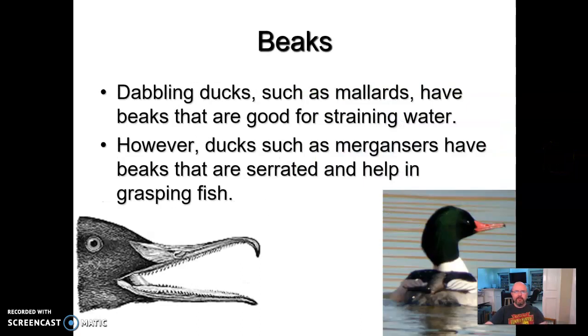Dabbling ducks, mallards, have beaks that are good for straining water. Mergansers have beaks that are serrated and help grasp fish. Notice all these teeth on this beak. If they grab a fish and the fish tries to get off the teeth, the only way off is to go further down the throat.